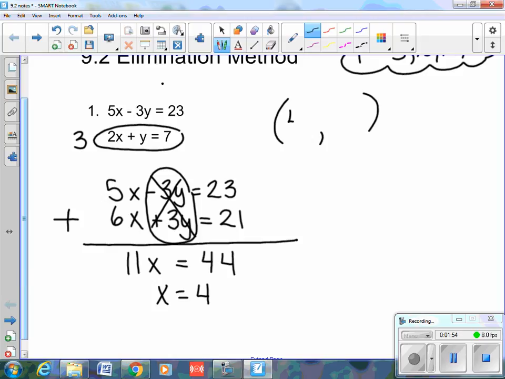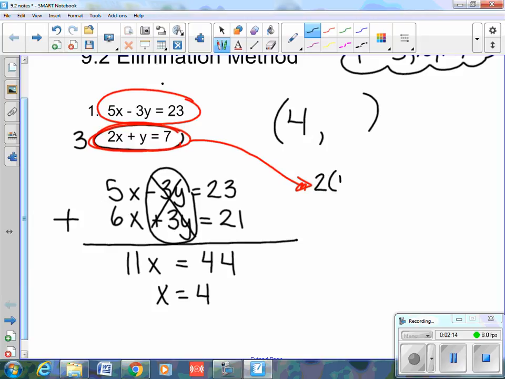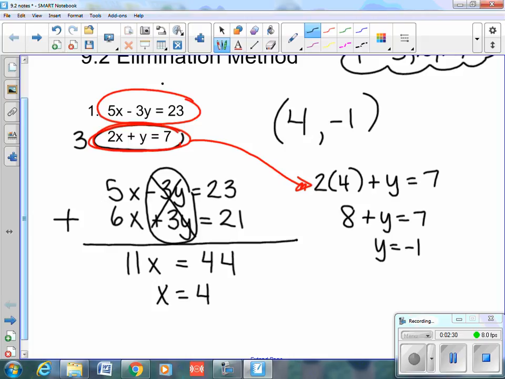X is equal to 4. Now we have to find the y. All you do is you substitute that x equals 4 inside of here or inside of here. So I'm going to do that. And I'm going to pick the easier one. I'm going to pick this one right here. And I'm going to substitute in place of x, 4. 2 times 4 plus y equals 7. 8 plus y equals 7. So y must equal a negative 1. Final answer. If I did it right, that answer should work in both of those two equations up above.